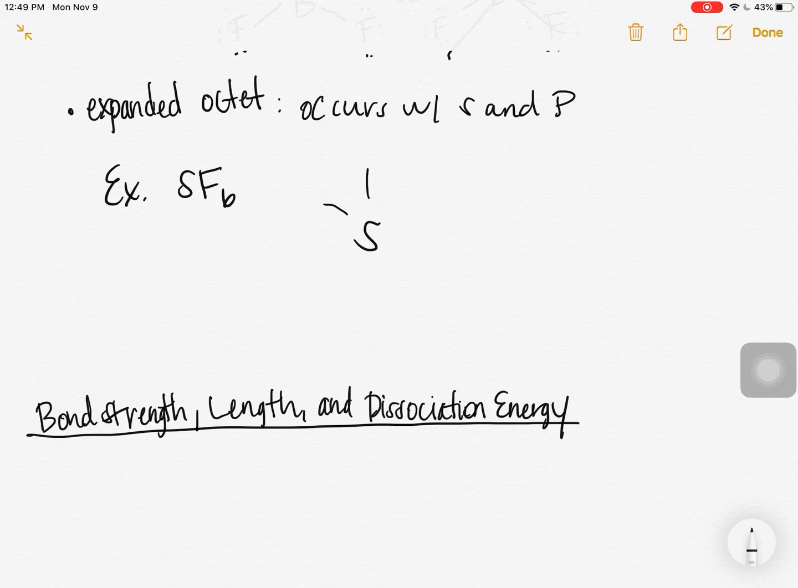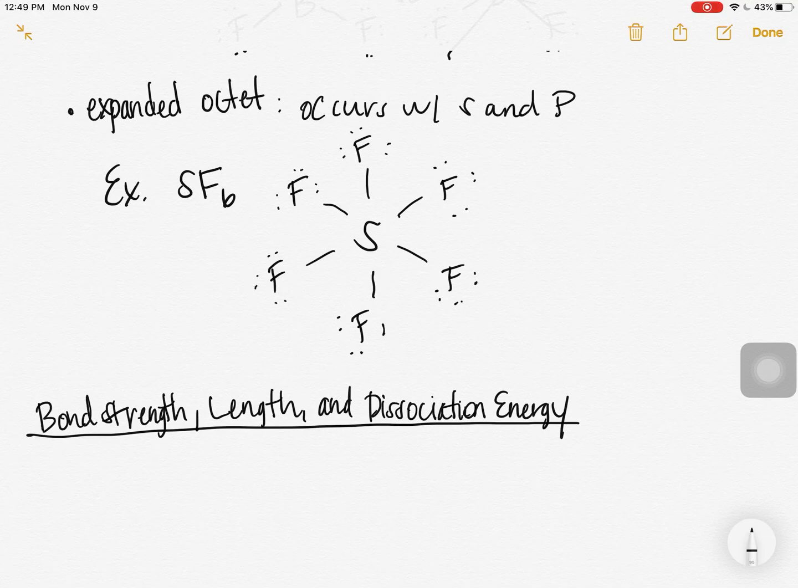If we draw a Lewis structure, it's something we've never seen before, because in this case, sulfur has way too many electrons. Sulfur has 6 bonds times 2 electrons. That's 12 electrons for sulfur. But again, this is a real thing, and this truly is its structure, and it has an expanded octet.